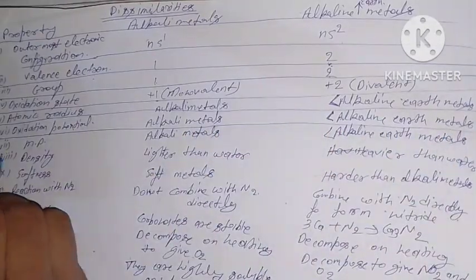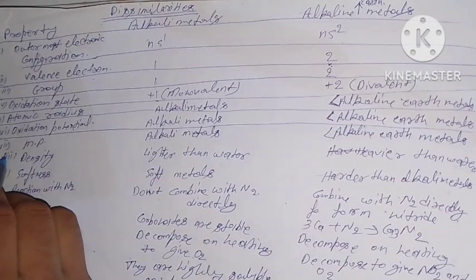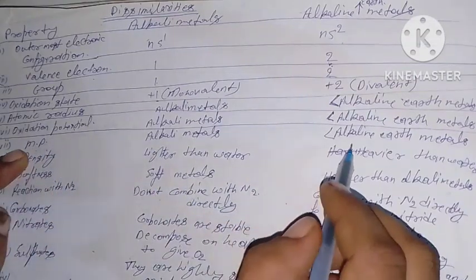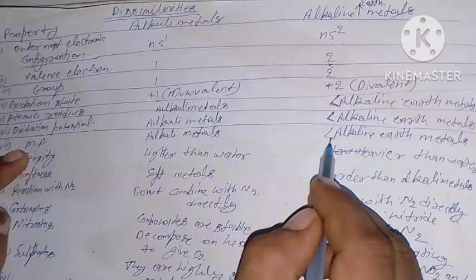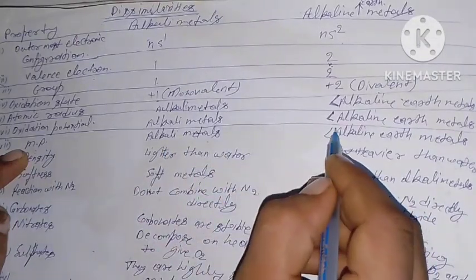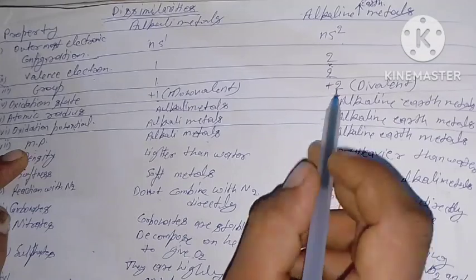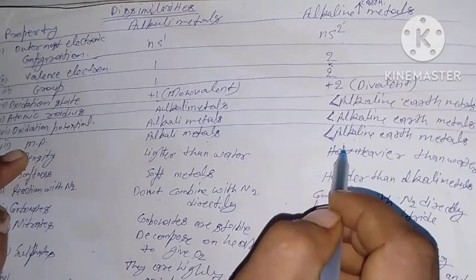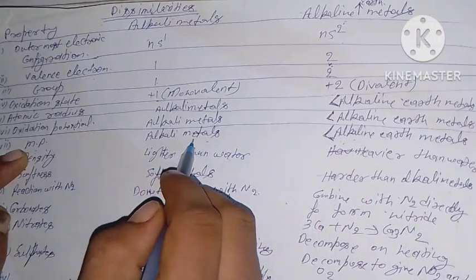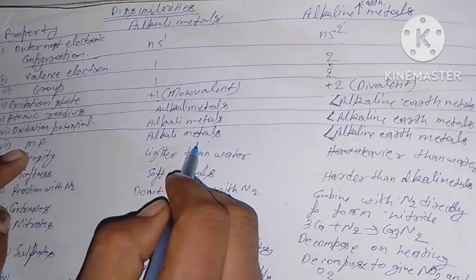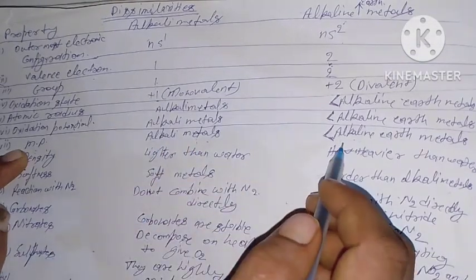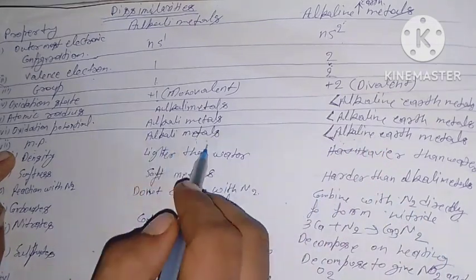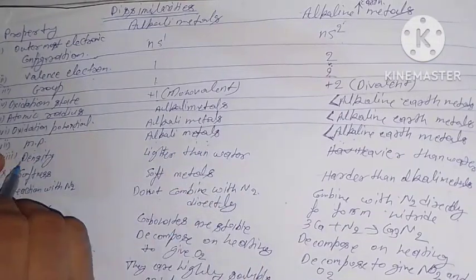Next, the seventh point, melting point. The melting point of alkaline earth metals is greater than that of alkali metals. The melting point of alkaline earth metals is greater as compared to alkali metals.